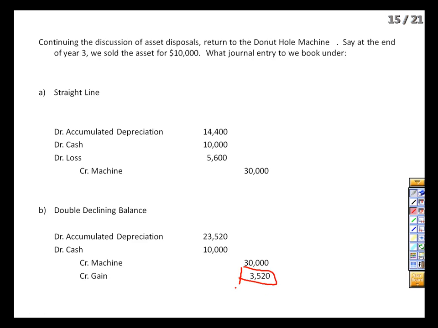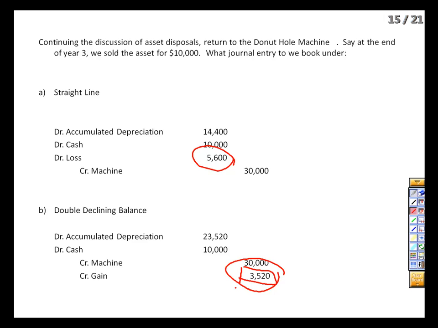So what I want you to think about now is what's going on here. We bought an asset for 30 and we sold it for 10. Those are statements of fact. Do we have a gain here? Do we have a loss here? Well, if we chose to keep the books using the straight line method, our accountant says that we have a loss. If we chose to keep the books using the double declining balance method, then our accountant says we've got a gain. What gives?